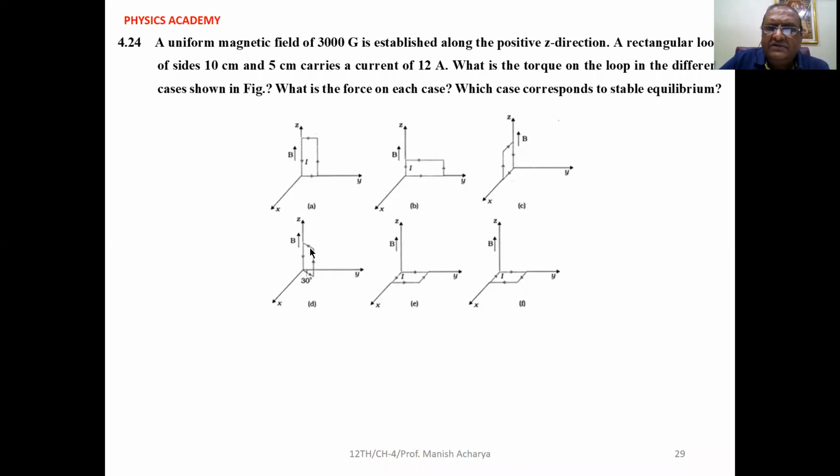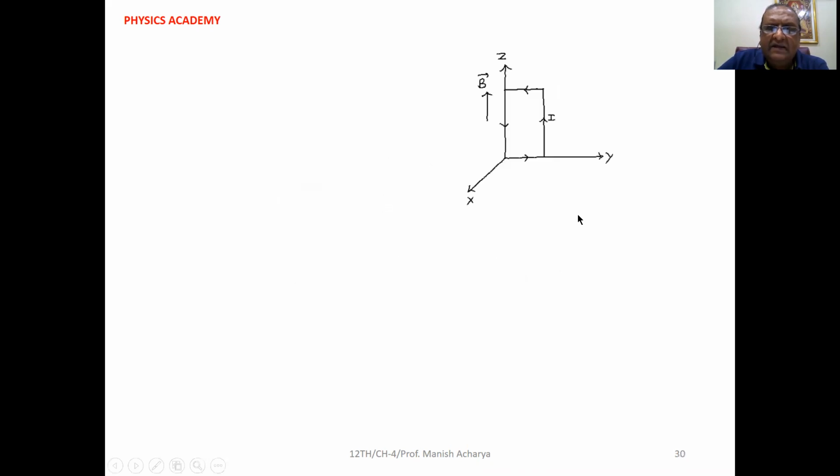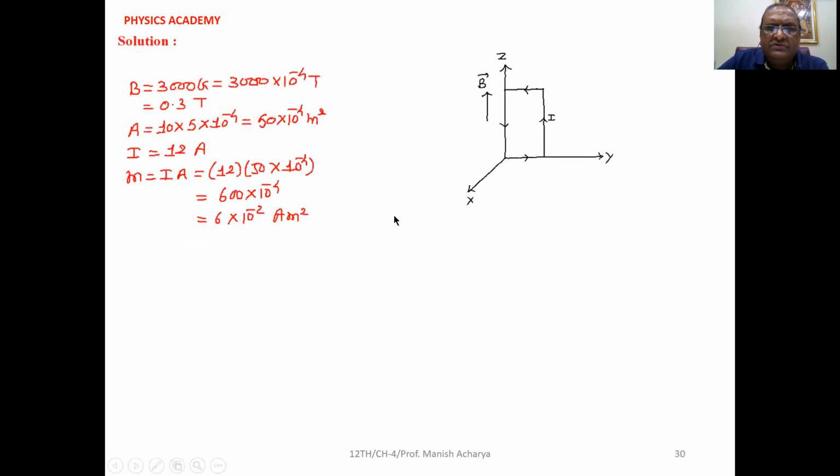Now see, in each case, the direction of the current is given to you. You want to calculate the torque on the loop in different cases. Suppose first we think about the data given to you. The magnetic field is 3000 Gauss, so that is 3000 into 10 raised to minus 4 Tesla. So we can write that as 0.3 Tesla, and it is in the Z direction. Keep that in your mind.